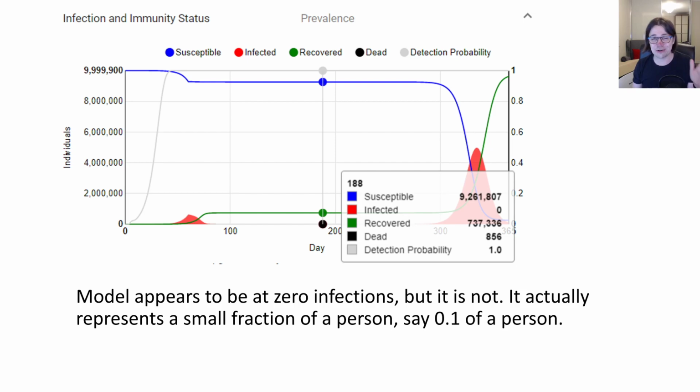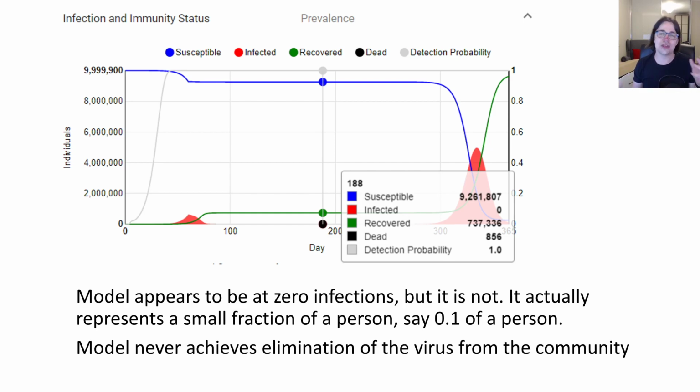The problem is that there are not 0 people left in the model. It's actually like 0.1 people left in the model. And so when that 0.1 person is left to go back into the community and start infecting people, you get that epidemic taking over once again. Because the model never achieves elimination of the virus from the community, you get that epidemic coming back.